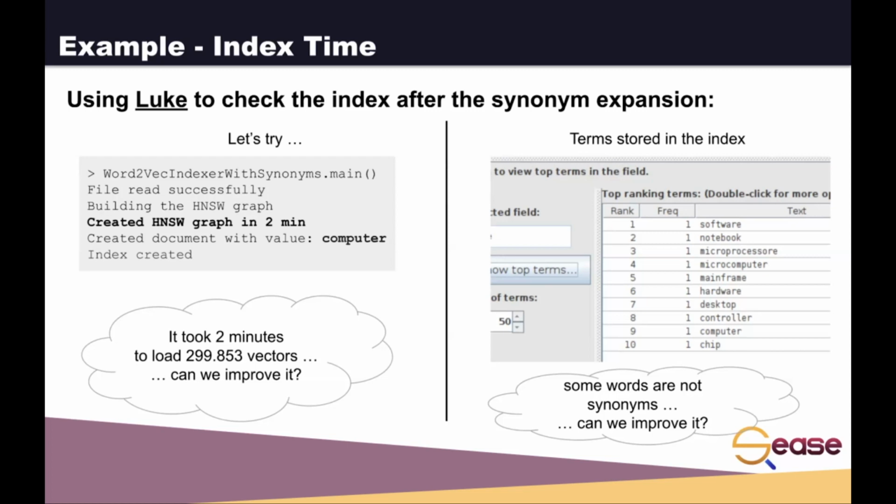So a few considerations. To build the graph, we took about 2 minutes for that specific test. Maybe we can improve it, and we have some ideas in the related work. Also, we can see some words that are not synonyms, and this is because we just used the default parameters for training.